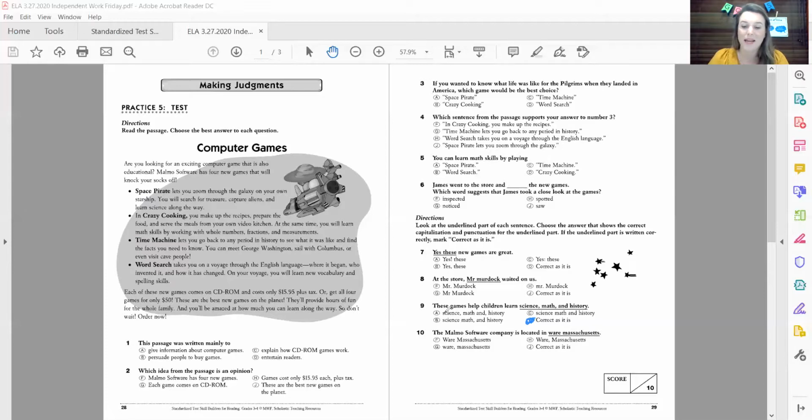All right, 10. Melmo Software Company is located in Ware, Massachusetts. Ware is a city, Massachusetts is a state. So those are proper nouns that need to be capitalized. Also, you have to put a comma in between the city and the state to separate them.